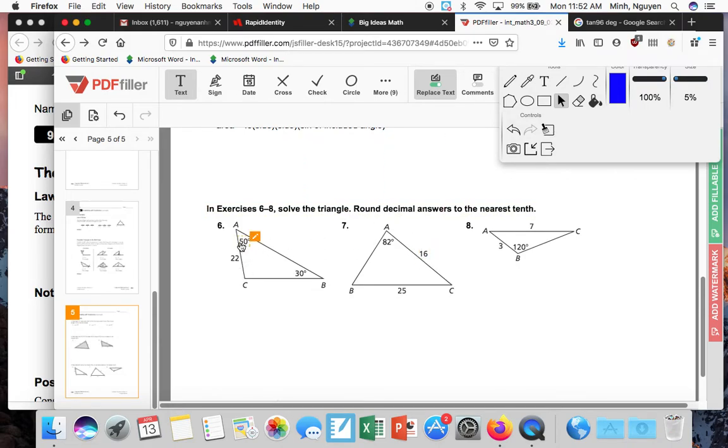Okay, so in exercise 6 through 8, solve the triangle, round decimal lengths to the nearest tenth. So first off, we have two angles in a triangle, and what do the interior angles of triangles add up to? It's 180. So I have 50 plus 30, which is 80. 180, then this one needs to be 100 degrees, right? And if you needed to show your math, then you could say, 180 minus 50 minus 30 equals 100. And then let's find the two sides.